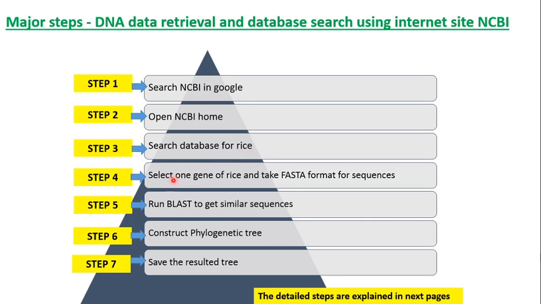Clear? Step 4, you retrieve the nucleotide sequence, always in FASTA format. Why do we take the FASTA format? Because software takes sequences only in FASTA format. That's why we retrieve the nucleotide or DNA sequence of a particular gene in FASTA format. Now we run BLAST. What is BLAST? BLAST is Basic Local Alignment Search Tool. Clear?